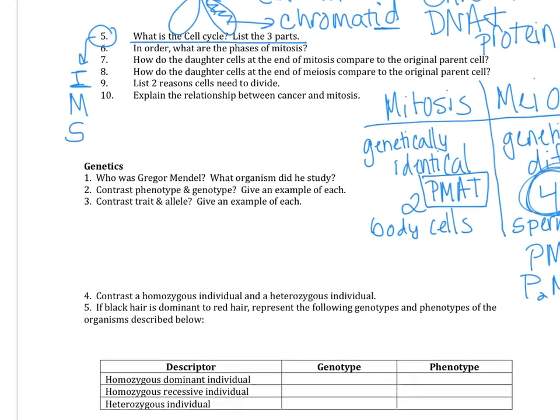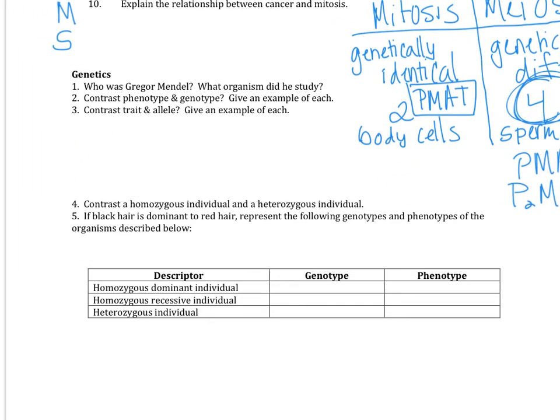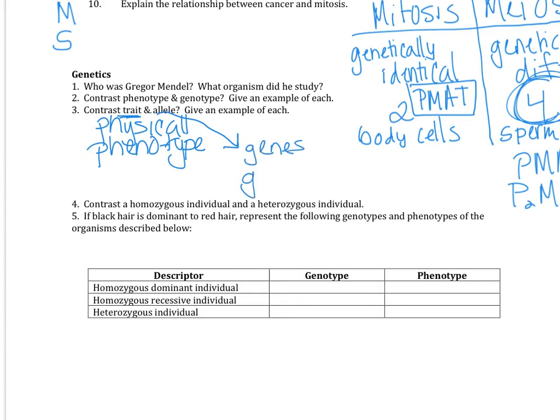Sweet. All right, let's just talk about genetics really quickly. So trait and allele. Trait is going to be your phenotype. That's your physical, what something looks like. I spelled physical wrong. Don't judge me. The allele is going to be part of your genes. It's your genotype.